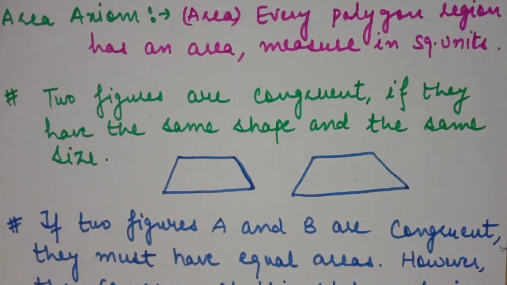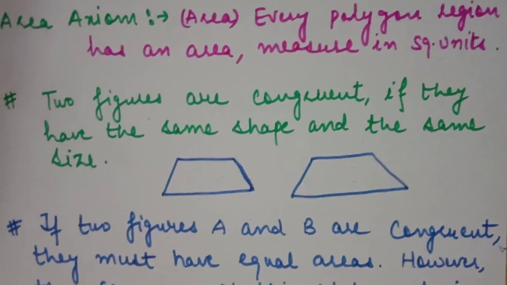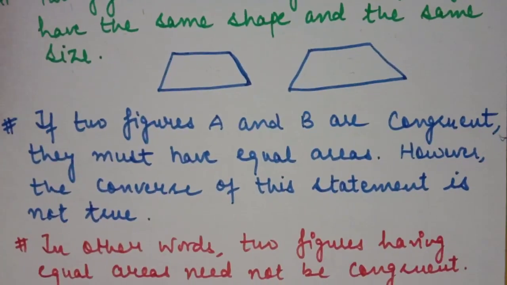If two figures A and B are congruent, I already explained all these things in your 7th chapter. Let me recall it for you.